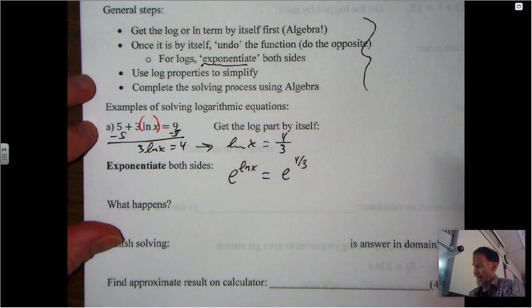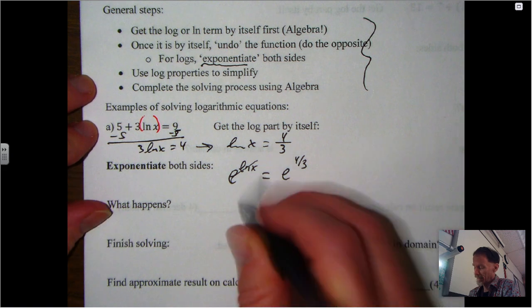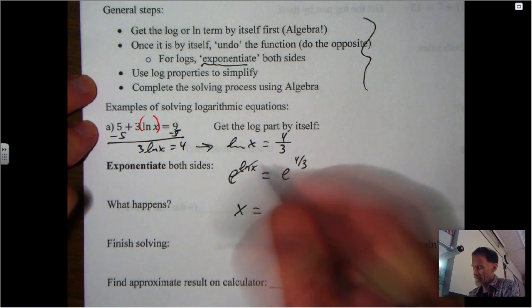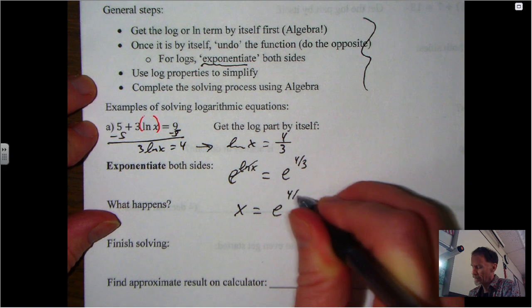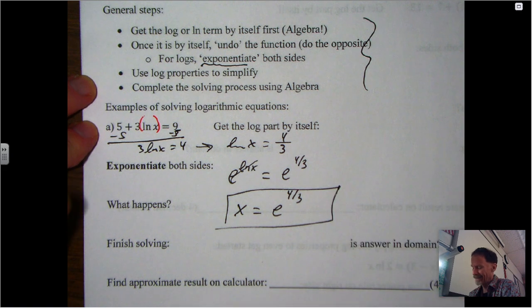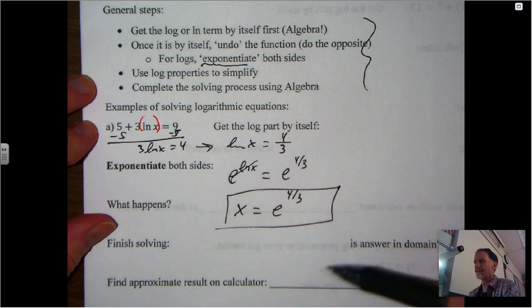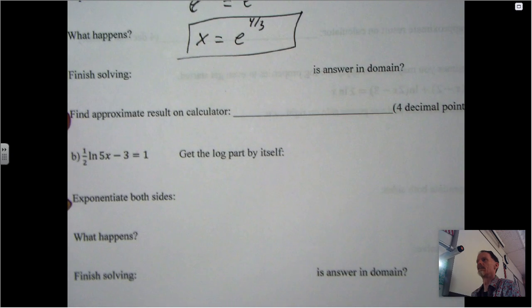What happens, just like yesterday, is the e and the ln cancel out, so you're just left with x, and that is our exact answer, since x is already by itself. So x is equal to e to the 4/3 power. And as I said in the last video, I don't really care about the calculator answer. We'll do that later when we get into the application problems. So this is our exact answer, and we're good to go. Let's take a look at the next example.